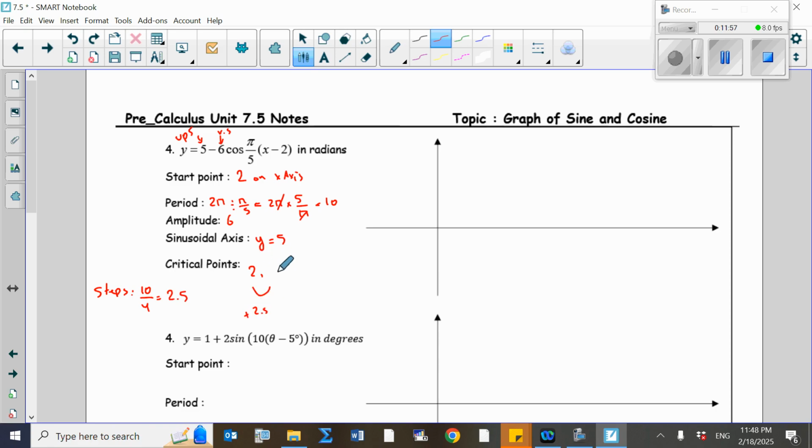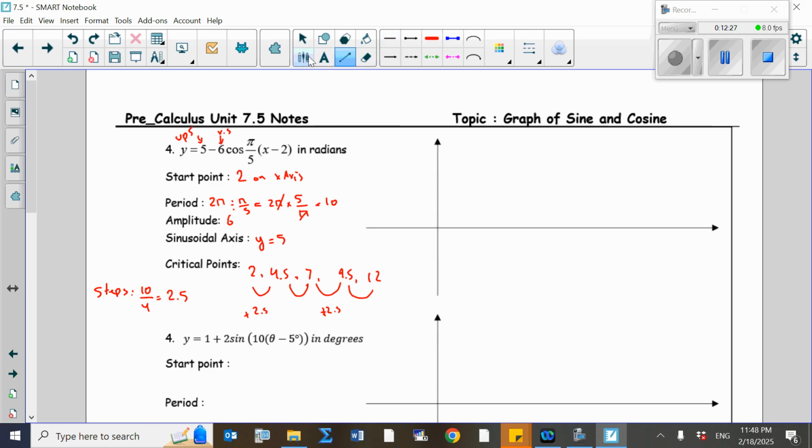So it's going to be 2, 4.5. Then add 2.5 to that. That's going to be 7. Add 2.5. Add 2.5. This is 9.5. Add 2.5 to that. That's going to be 12. So we have 1, 2, 3, 4, 5 critical points. Now we can start graphing the function.